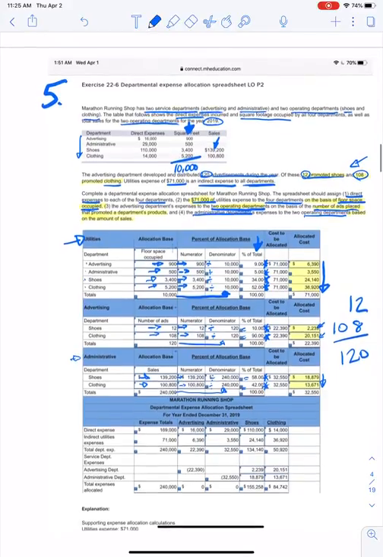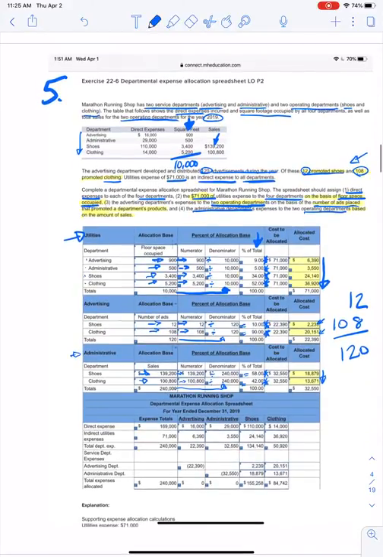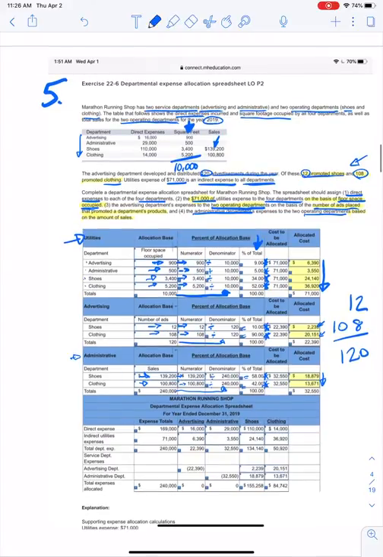So now what we're going to do is come down here and look at our departmental expense allocation spreadsheet. So for direct expenses for advertising, I see that there is $16,000, $29,000 in administrative costs, $110,000 in shoes, and $14,000 in clothing. And if you're wondering where these numbers come from, they come from this direct expense column right here, and it just drops straight in. $16,000 for advertising, $29,000 for administrative, $110,000 for shoes, and $14,000 for clothing.